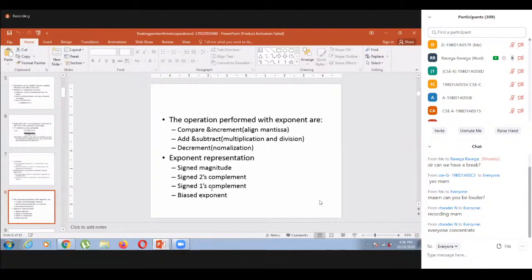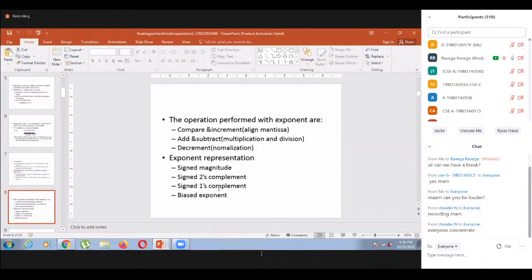So how to perform the 1's complement of numbers? You change the numbers from 0 to 1 or 1 to 0. So coming to the 2's complement, first you perform the 1's complement, then add 1 to the least significant bit. Then by performing the addition operation, you get the 2's complement.